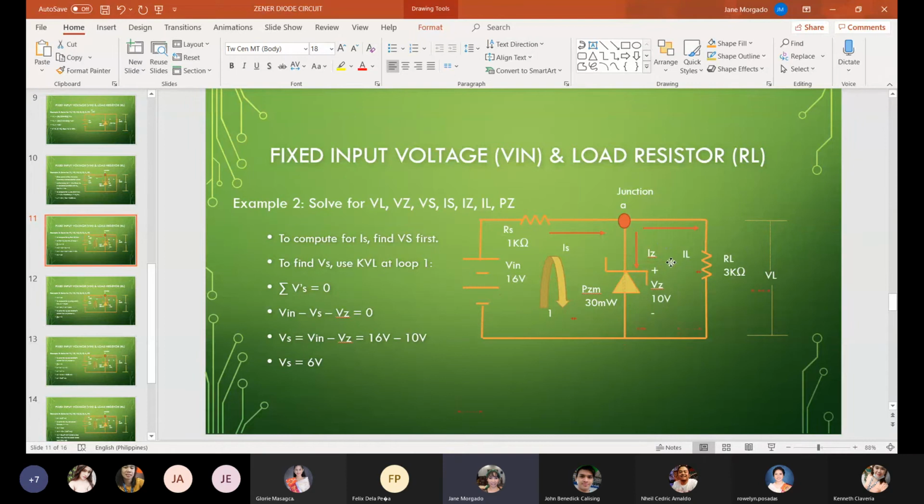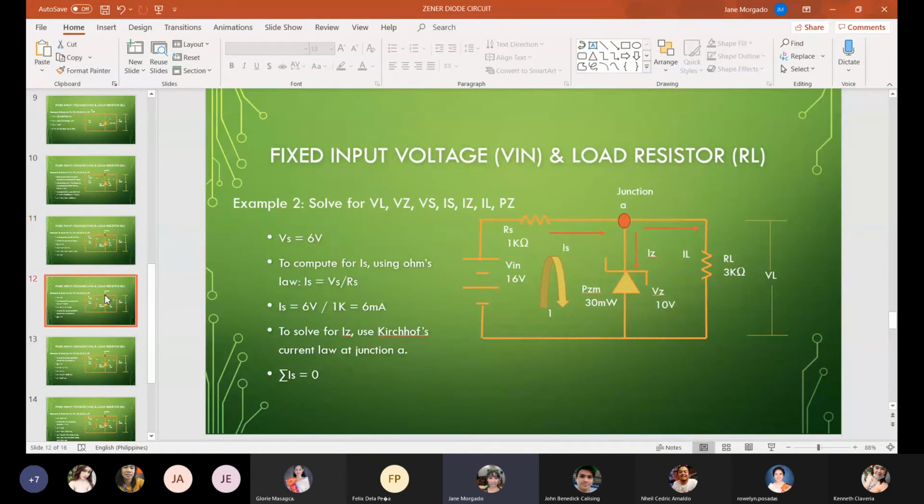Kasi sabi nga natin, if Zener is on, so reverse yung polarity niya. So the cathode becomes positive and the anode becomes negative. So that's why it is minus VZ here. And then back na siya sa supply is equal to 0. So therefore, VS is equal to 16 minus 10. So we have 6 volts.